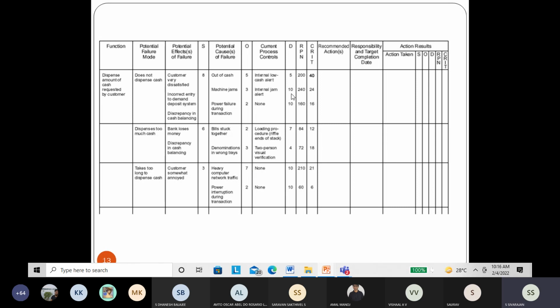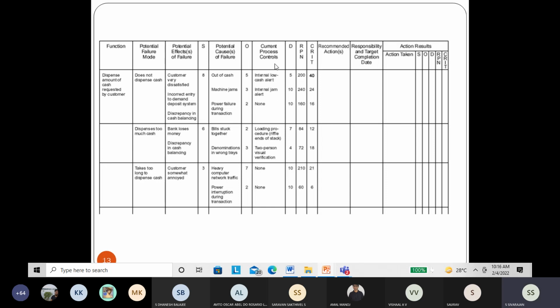In the same way, detection also 10. Here 10 means it is not detectable, we will not be able to detect it. So internal jam alert, not detectable. Then internal low cash alert: alerts will come, because you are requesting money that is not there, that alert is there, so 5 is given.